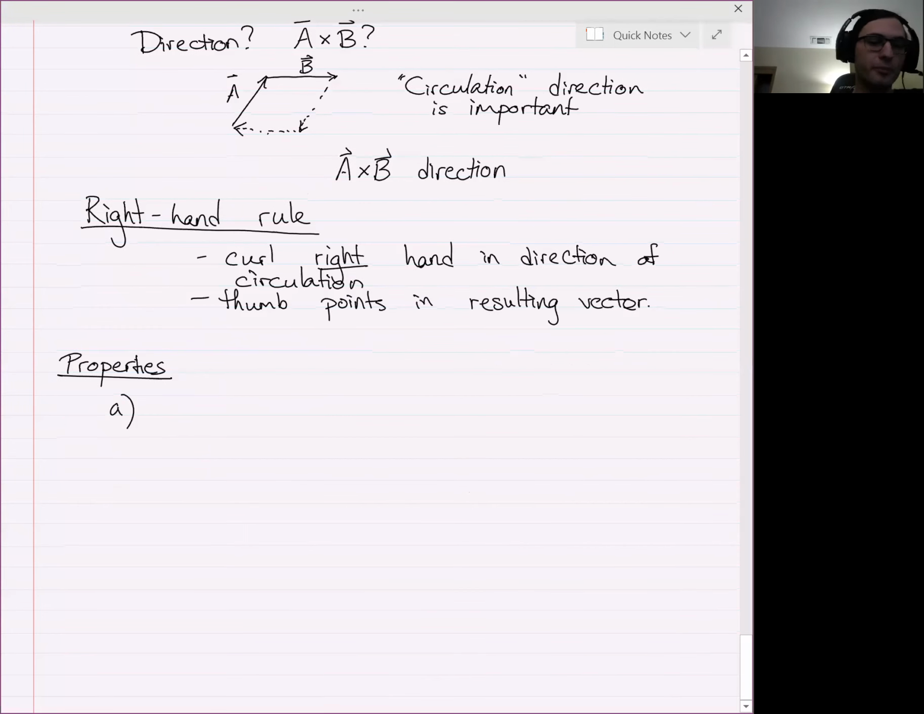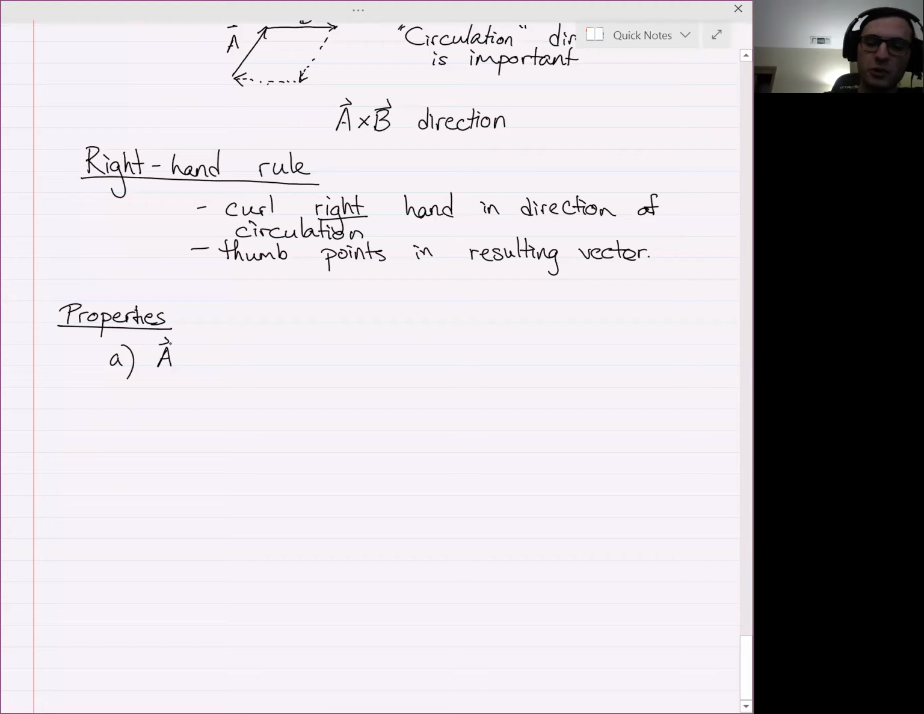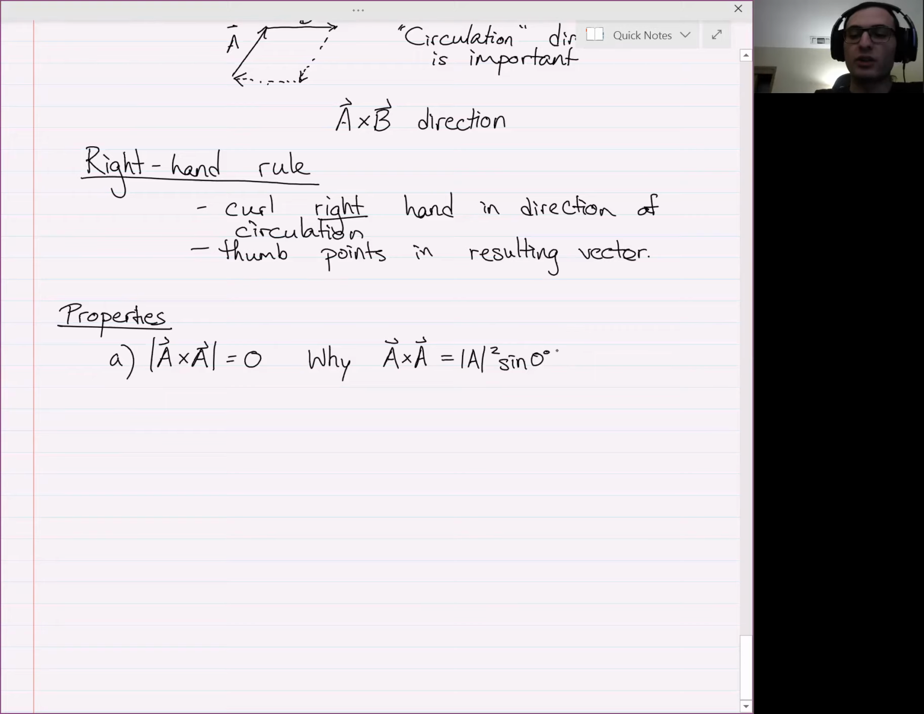So first property, a vector crossed with itself has magnitude 0. Why is that? Well, a vector crossed with any other vector, including itself, is the product of their magnitudes times the sine of the angle between them. But the angle between two vectors that are the same vector is 0. And the sine of 0 is just 0. 0 degrees, 0 radians, whatever.